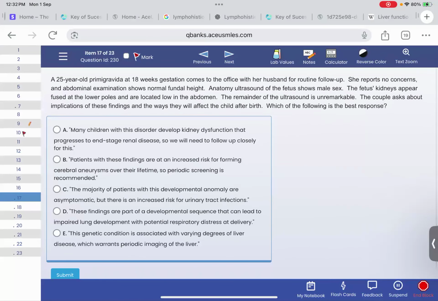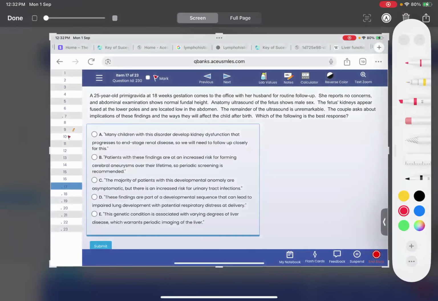What's this question? A big question. Let me discuss it. I will read it. We have a 25-year-old at 18 weeks gestation who comes to the office for routine follow-up. She reports no concerns and abdominal examination shows normal fundal height. So the pregnancy is normal till now. Ultrasound of the fetus shows male sex.